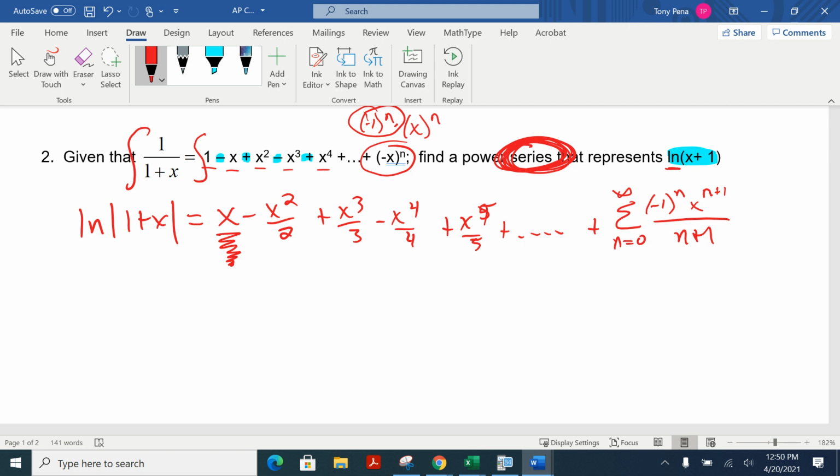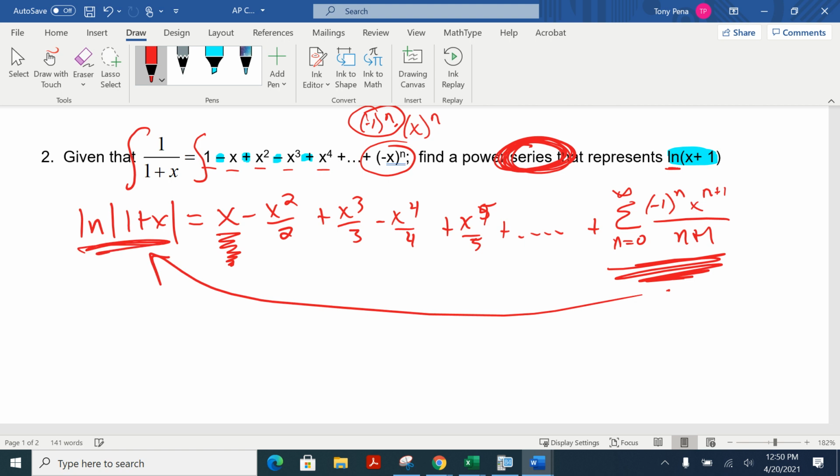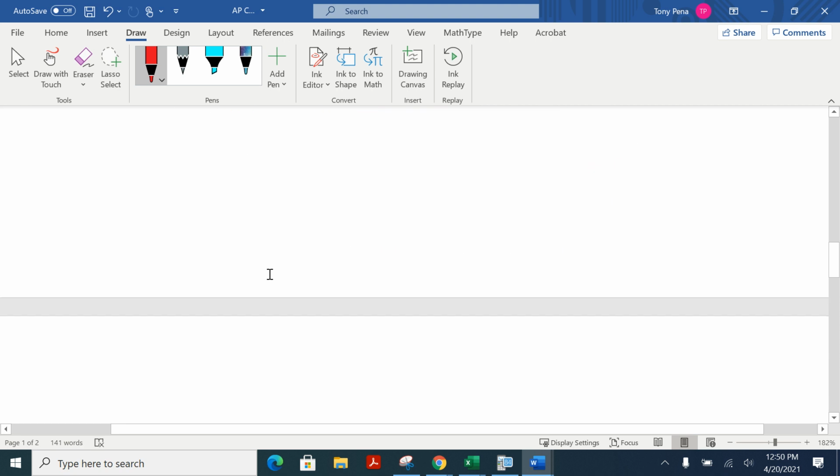Did I forget to put that in there? Yeah, then we're good. Then n is 0, you're going to get x to the first over 1. If your n is 1, you get x squared over 2. All right, so on and so forth. So that's the series that would give us this. If I were to graph this, now we're going to graph a bunch of those terms, everything should work out okay.